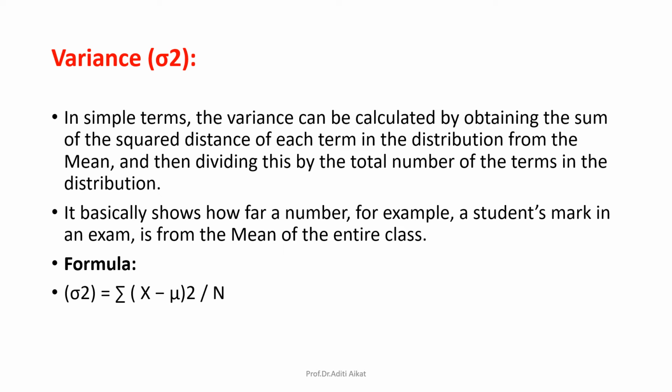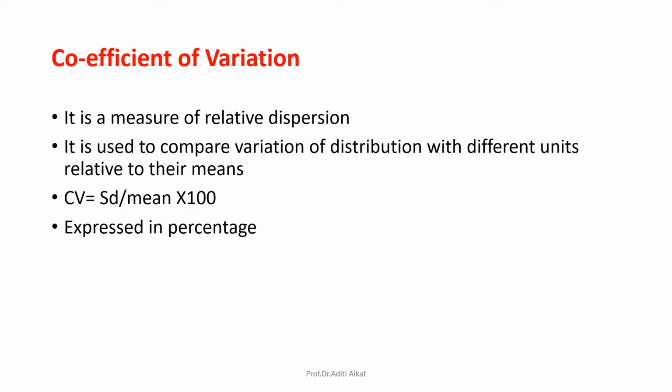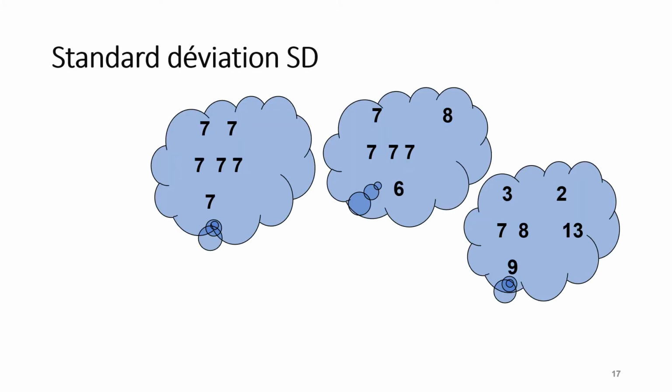Where mu is the population mean, n is the total number of observations, x is the observation in concern. Now, coefficient of variation is a measure of the relative dispersion. It is used to compare variation of distributions with different units relative to their means. So, when we have differing units, that is where we use the coefficient of variation. This coefficient of variation is equal to the standard deviation divided by mean multiplied by 100 and is usually expressed in terms of percentage.